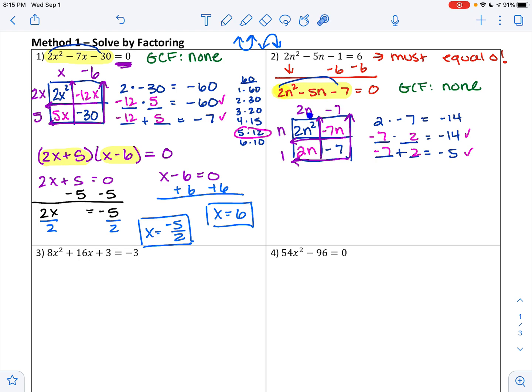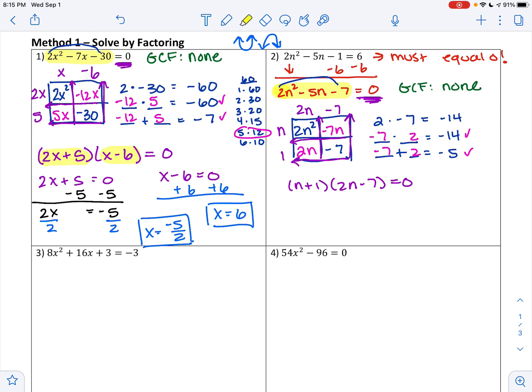N times 2n is 2n squared. N times negative 7 is negative 7n. 1 times 2n is 2n, and 1 times negative 7 is negative 7. So my factors are n plus 1 and 2n minus 7. And don't forget to bring down your equals 0.